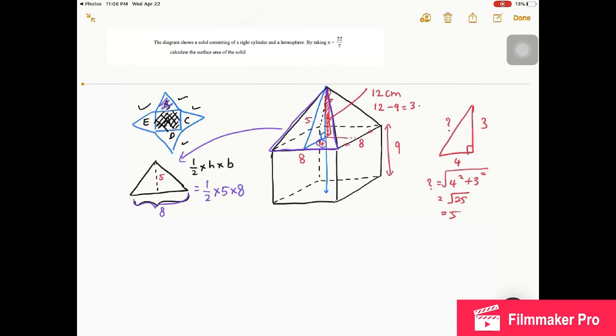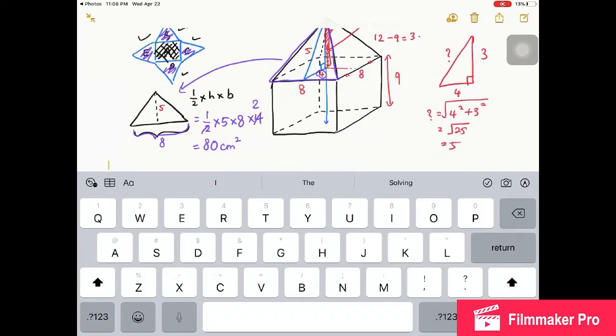So we know that it is 1 over 2 times 5 times 8. But because we have 4 similar triangles, we have to multiply it with 4. So take your calculator and calculate with me, and we will get 80 centimeter square. Now we have solved the area for the pyramid.